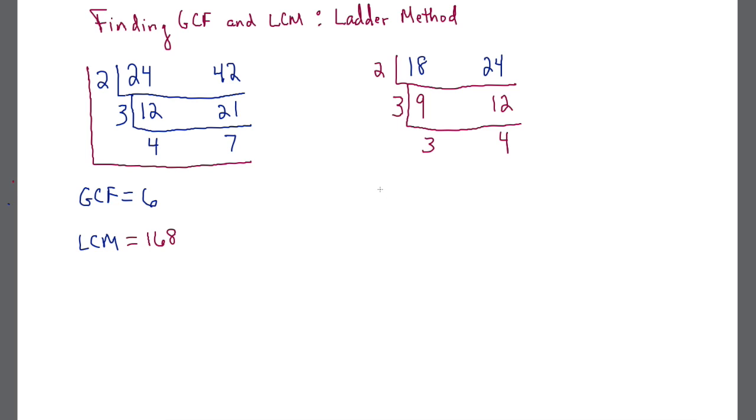All right, let's find the GCF. For the GCF, we're just going to take the two numbers on the outside here. 2 times 3 is 6 again. And then for the LCM, I'm going to make my big L for LCM, and take all these numbers that are on the outside of the boxes in this little strip here. So 2 times 3 is 6. 6 times 3 is 18. And 18 times 4 is 72. So that means the LCM of 18 and 24 is 72.